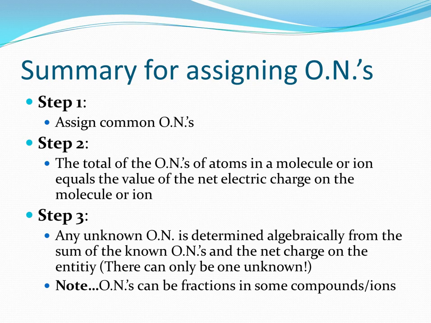To summarize, there is a systematic way to assign oxidation numbers for atoms. Start by assigning the oxidation numbers that we have rules for. Then we set the molecule or ion's oxidation numbers equal to the net electric charge for that molecule or ion. Then we should be able to solve for the unknown value. Oxidation numbers that are fractions do exist.